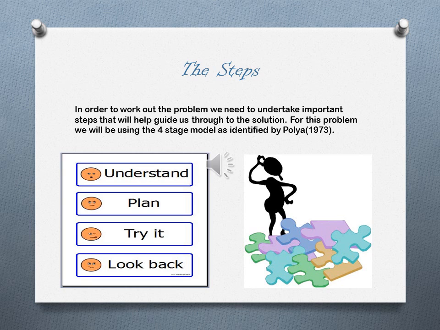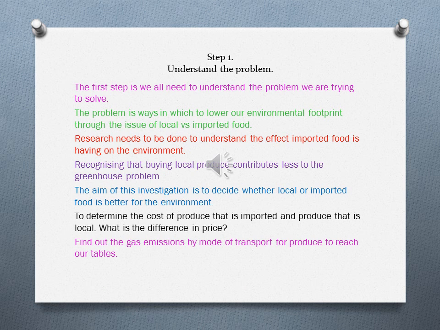First, we need to understand the problem. Step 2, we need to plan for the problem. Step 3, we need to carry out our plan. And step 4, we need to look back and reflect. Step 1, understand the problem. So the problem we are looking at today is local versus imported food.